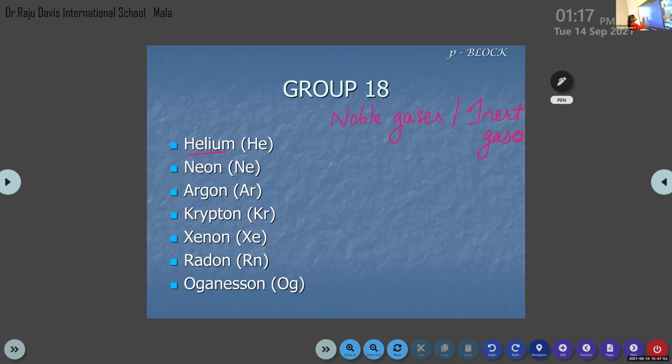And helium, then neon, argon, krypton, xenon, radon, then organozone. So these are the elements present in group 18. We know that the configuration of helium is 1s2. In the case of all other elements, they have 8 electrons in their outermost shell. In the case of helium, only 2 electrons in the outermost shell. Clear, children?